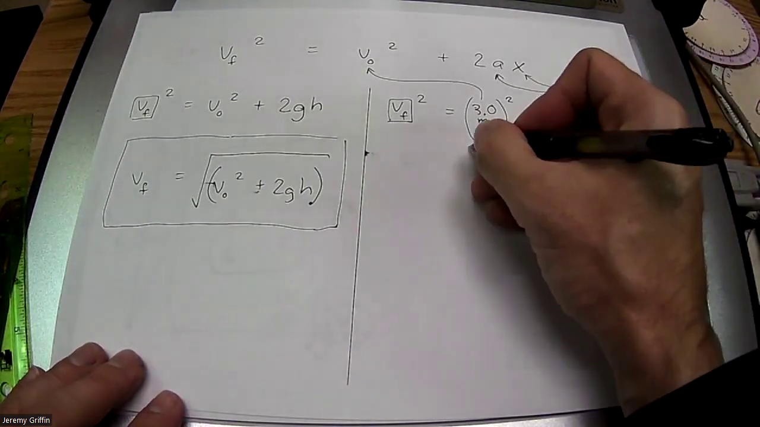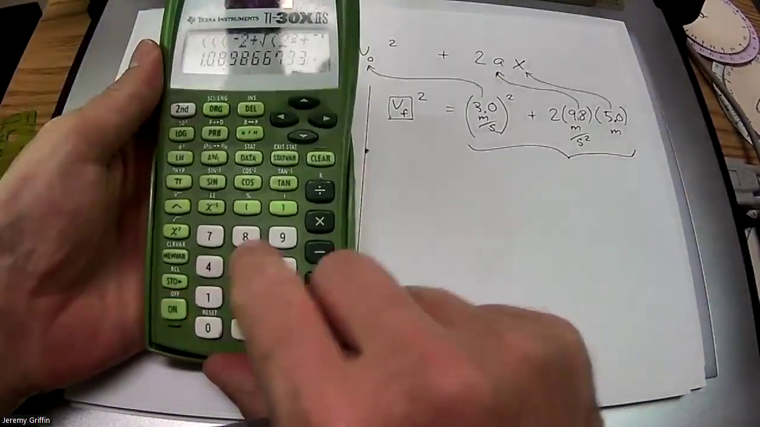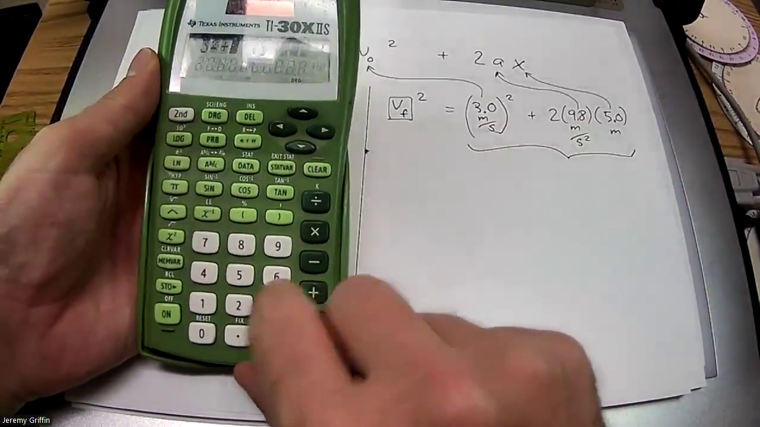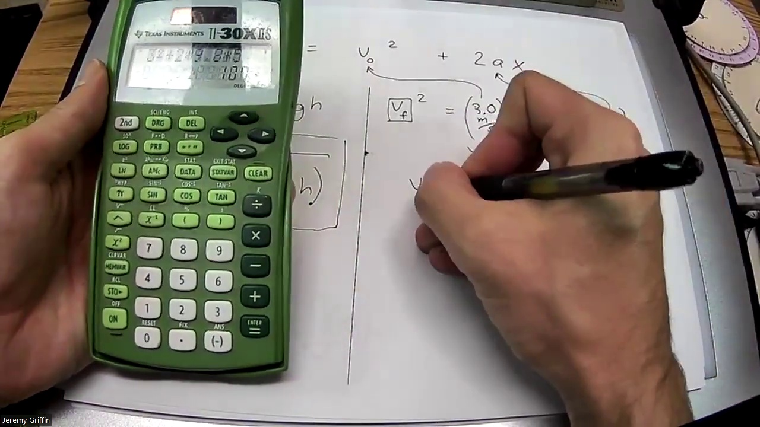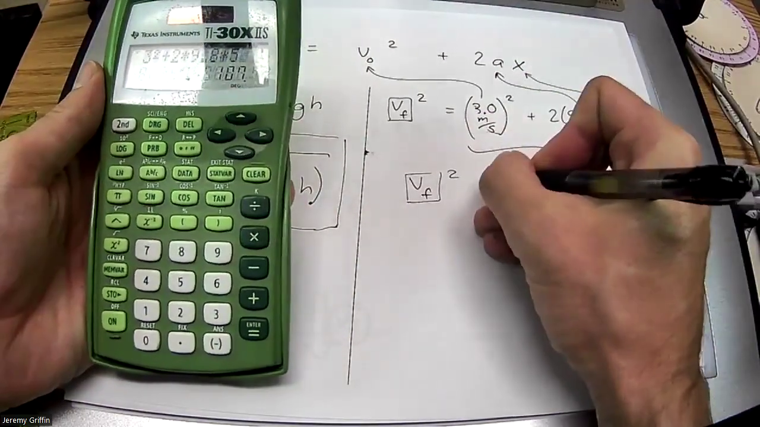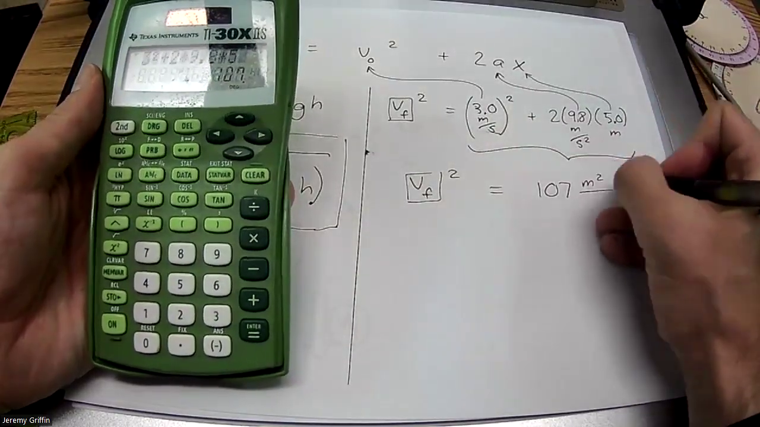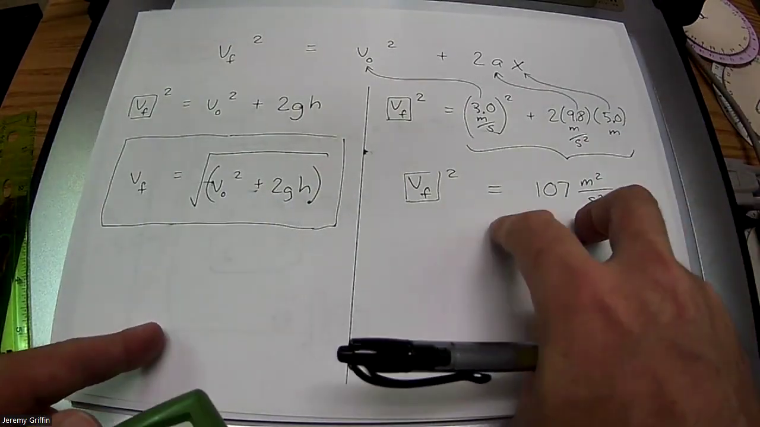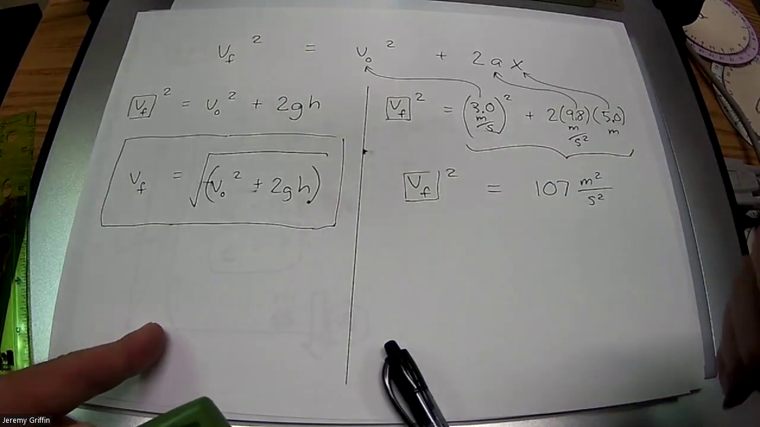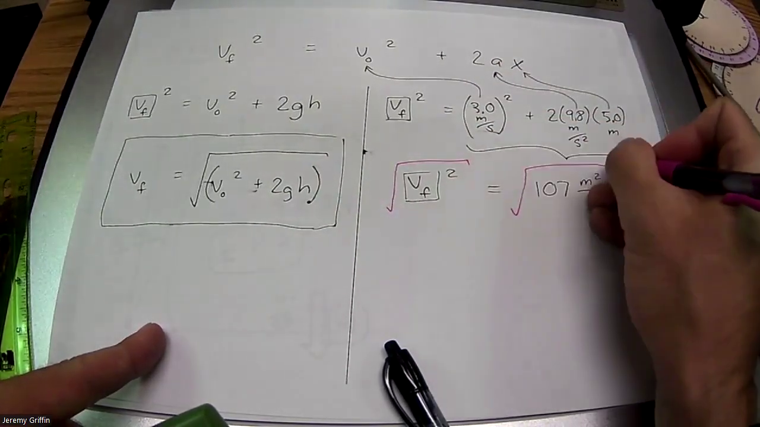Now over here, if I plug in numbers first, that's okay. You do that too. All right, I need to break this down into smaller steps. So what is 3 squared plus 2 times 9.8 times 5? I'm getting final velocity squared is equal to 107. Now this would be meters squared per second squared, if you keep track of the units. Then I have to take the square root. Maybe I'll do that in pink. Yeah, square root both sides.